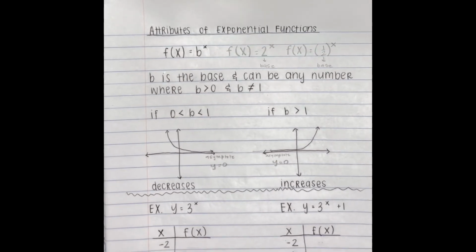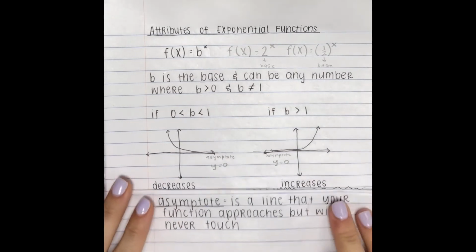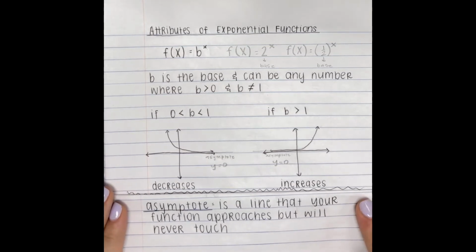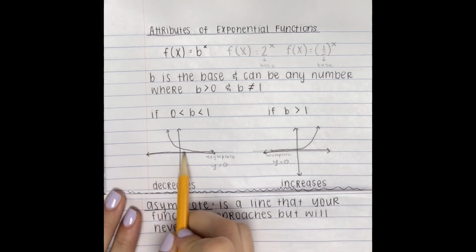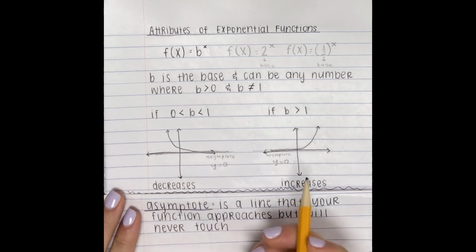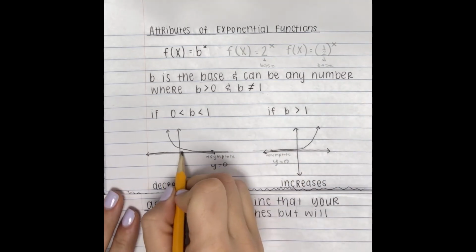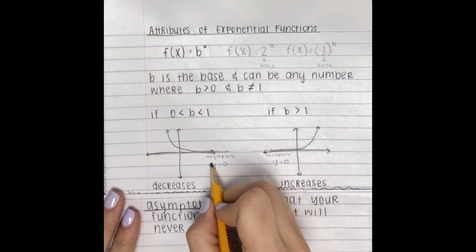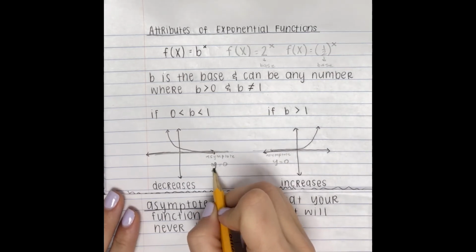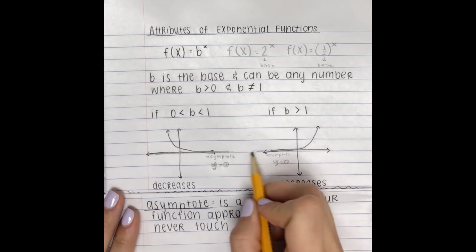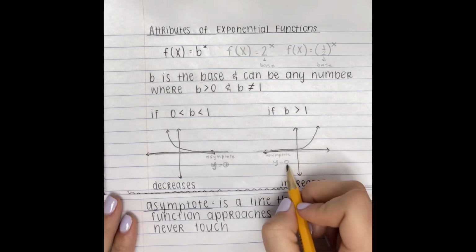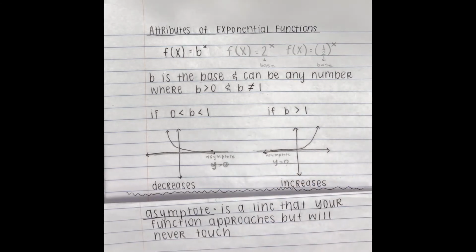An asymptote is a line that your function approaches but will never touch, okay? So since it's never gonna actually touch this line, it's 0, okay? This crosses through 0 on my y-axis, so we say the asymptote is y equals 0. Same thing here, it never actually touches 0, but it's going to keep approaching it and getting closer and closer. So our asymptote is y equals 0.